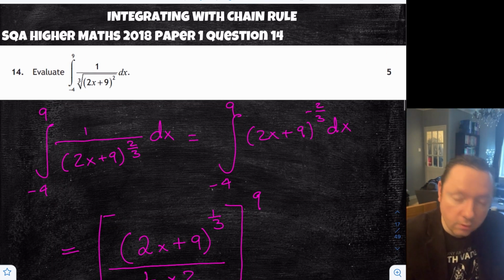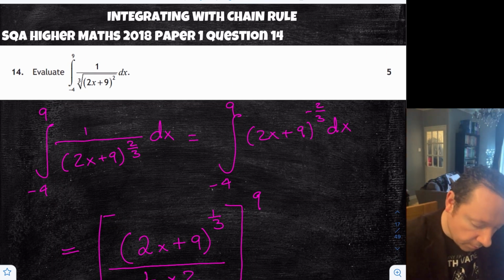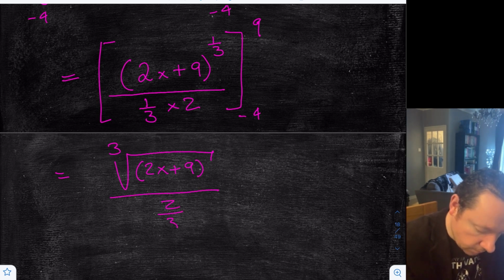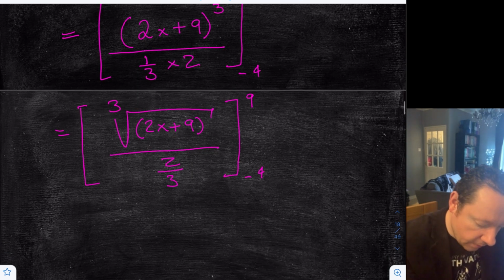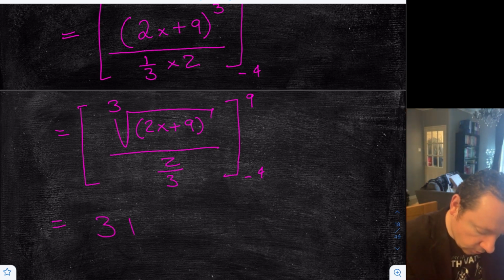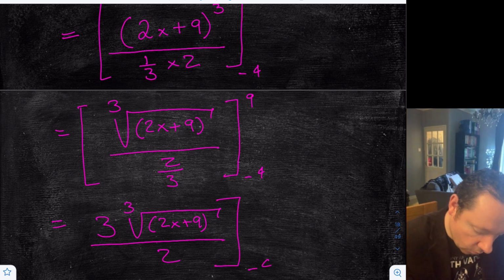Now this is a non-calculator question, so I'm going to have to put it back into root form as well. So that gives me 2x plus 9 cube root. So I can just write the cube root of 2x plus 9. 2 times a third is 2/3. And that's between -4 and 9. Almost done. Dividing by a fraction means we can times it by the reciprocal, flip it upside down in other words. So we get 3 times the cube root of 2x plus 9 over 2 between -4 and 9.